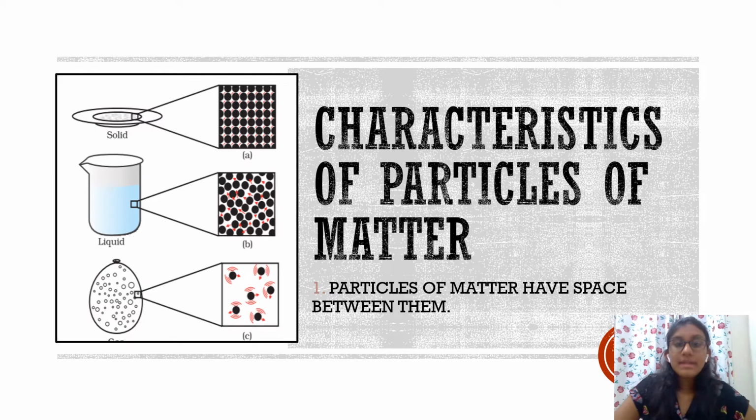Okay, now let us move on to the characteristics of the particles of matter. First characteristic, the particles of matter have space between them. This space is called the intermolecular space. In this image, we can see the red region between the black colored particles. This red region represents the intermolecular space.